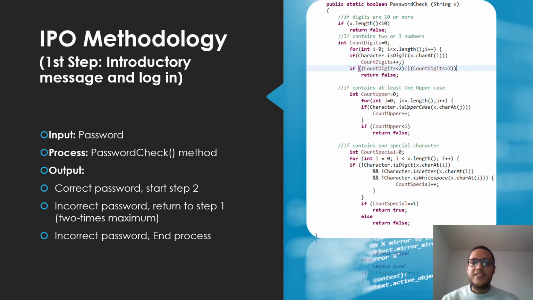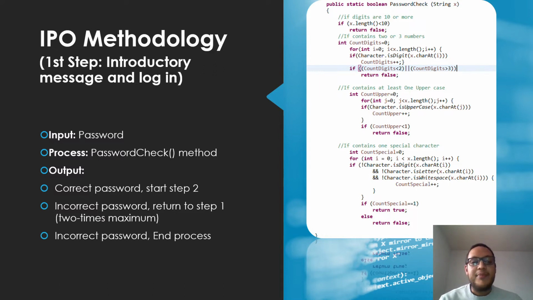Now that you have seen the UML diagram, we are going to start with the IPO methodology. We have decided to show this part with different steps, also specifying the input, the process that we are showing at the moment, and the expected output. For this part, the first step was the introductory message and the login.